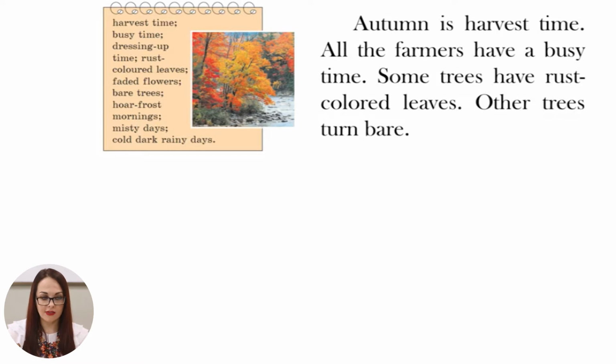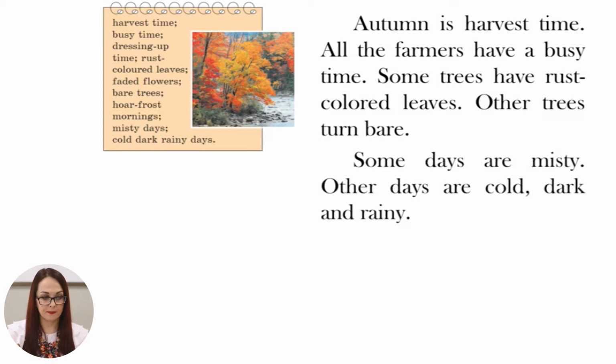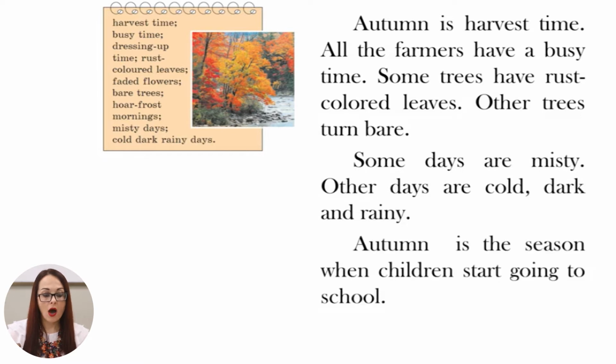Autumn is harvest time. All the farmers have a busy time. Some trees have rust-colored leaves. Other trees turn bare. Some days are misty, other days are cold, dark and rainy. Autumn is the season when children start going to school.